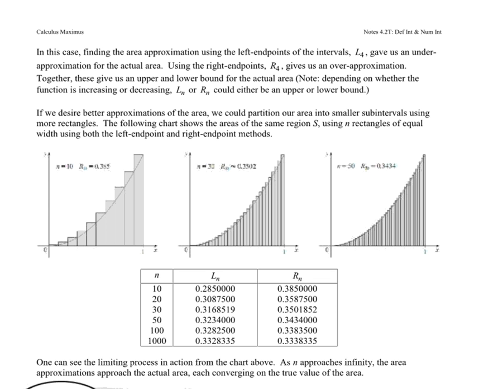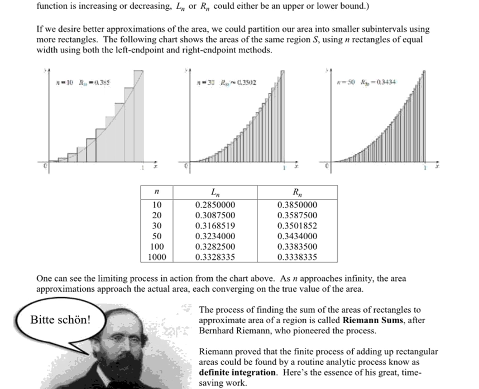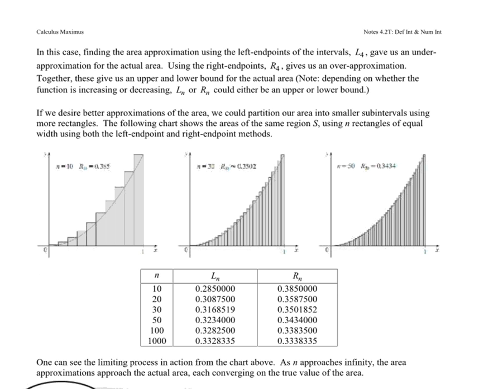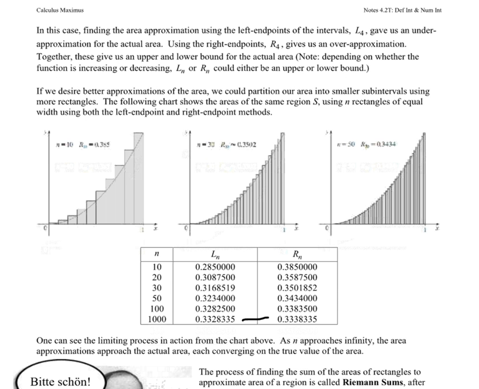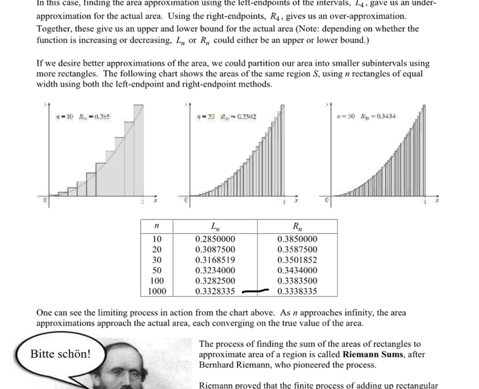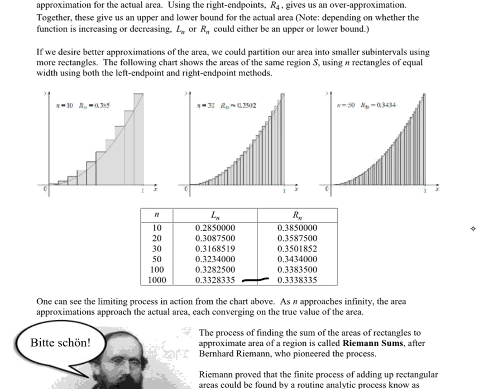So I would like you to try some of this. Okay, you can read through this in a lot more detail. As you can see, if we use more rectangles, our area is going to get more accurate. Look how close the left and right hand rectangle areas get when you use 1,000 rectangles. Now ideally, you'd have even more than 1,000, even more than 10,000. You'd have an infinite amount.